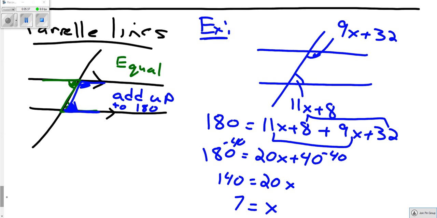So now we just got to figure out what these are. So I plugged 7 in. So 77 plus 8 is 85. Now you can plug 7 into here if you want to, but we don't have to. Right, so you could just go 180 minus 85, which would be 95. But both will give you the same answer. Because 9 times 7 is 63. 63 plus 22 is 85.